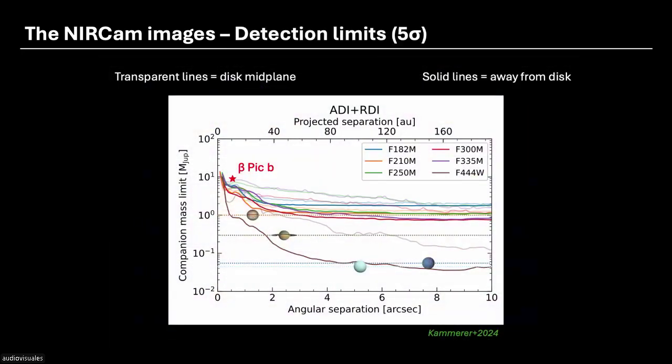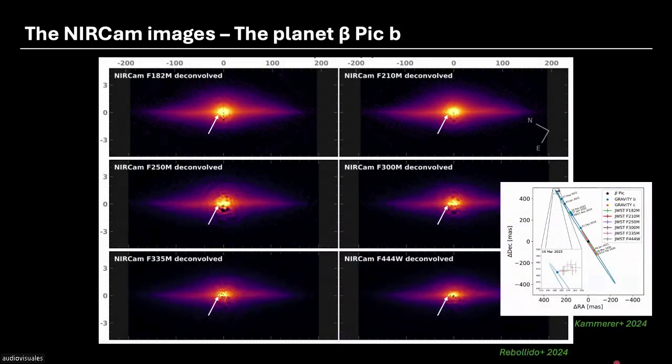But we wanted to see Beta Pic. And according to predictions, the detection limits were lower, so we should be able to detect Beta Pic. This is solar system planets for comparison, and Beta Pic is up here, really close to the star, and it's really, really bright. So where's the planet? There. So we see the planet Beta Pic B with NIRCam.